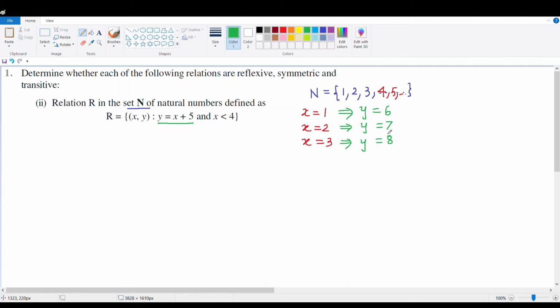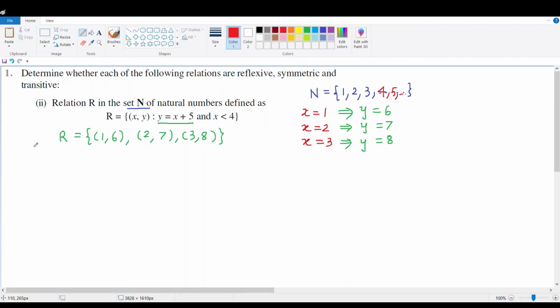So what relation did we get? R is equal to {(1, 6), because we got this element, then (2, 7), and one more (3, 8)}. Okay, so these are all the elements in that relation R. And now we need to decide whether this relation is reflexive, symmetric or transitive. Let's start with reflexive.